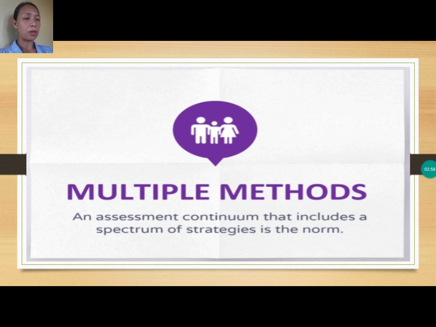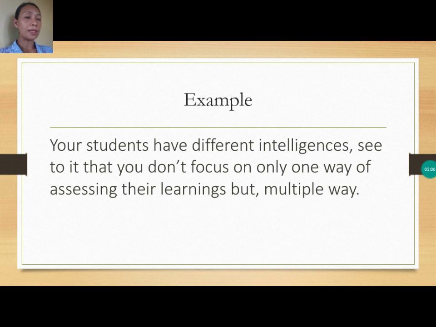Next, multiple methods. An assessment continuum that includes a spectrum of strategies is the norm. Example, your students have different intelligences. See to it that you don't focus on only one way of assessing their learning, but on multiple ways.